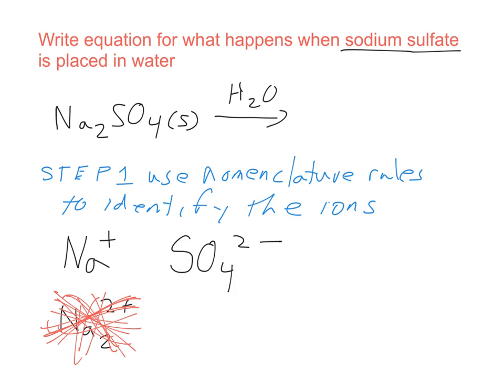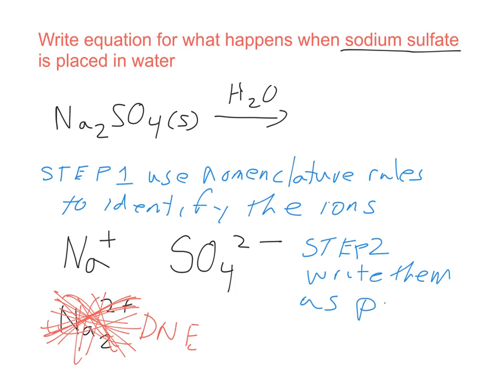Sodium in an ionic compound exists as a monatomic ion. However, you do have 2 of them. Okay, so step 1, identify your ions. Step 2, write them as products.